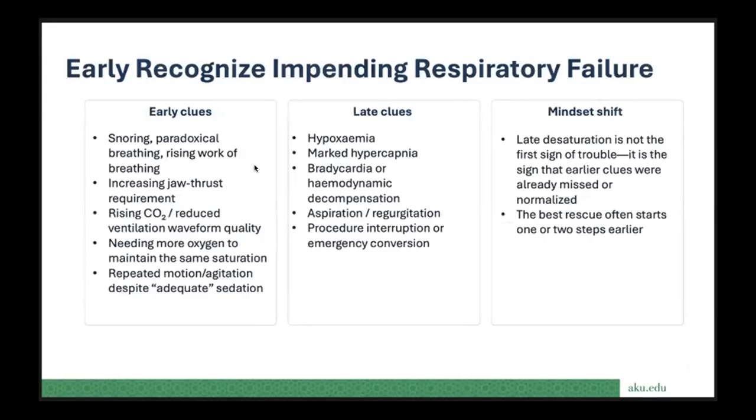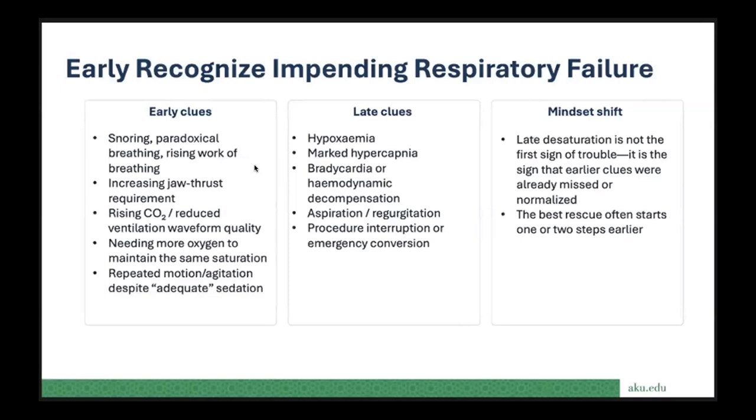Now, how to recognize impending respiratory failure early. The early clues include snoring, paradoxical breathing, rising work of breathing, increasing jaw thrust requirement during the procedure, rising CO2 levels or reduced ventilation waveform quality, the need for more oxygen to maintain saturation, and repeated motion or agitation during the procedure. The late clues include hypoxemia, marked hypercapnia, bradycardia or hemodynamic instability, aspiration or regurgitation, procedure interruption, or emergency conversion.